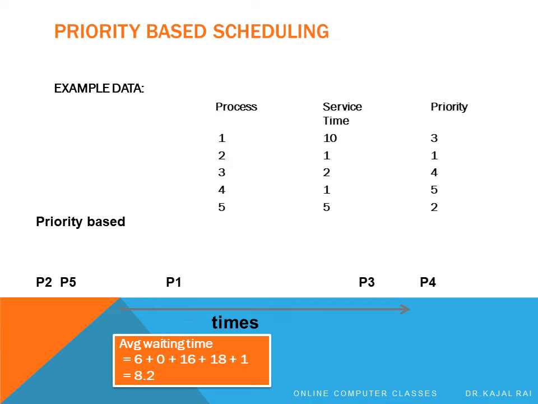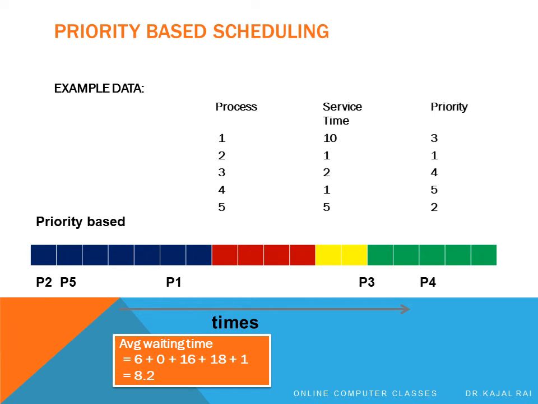Now look at the example of priority based scheduling. We have 5 processes, P1, P2, P3, P4 and P5. They have different amounts of service time and different priorities. First, the highest priority is process P2, that's number 1. So P2 will execute, and it executes for only 1 second. After that, the highest priority is process P5, so it will get the CPU, and after 5 seconds, the next priority process is P1. It will get the CPU and execute for 10 seconds, which is its service time.